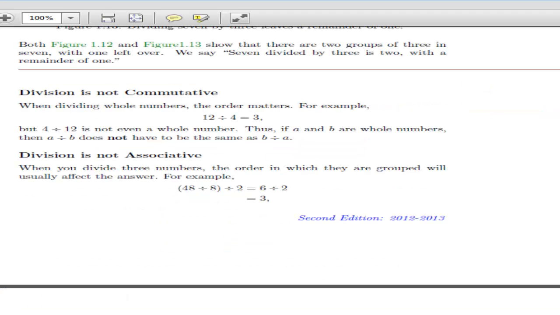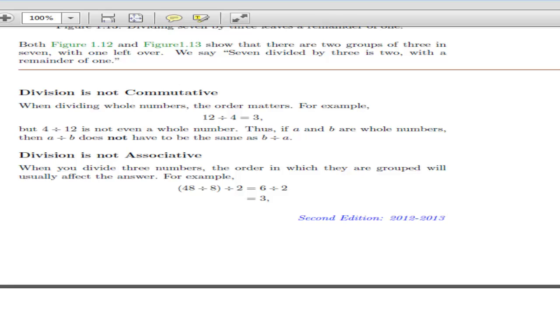Division is not commutative. When dividing whole numbers, the order matters. For example, 12 divided by 4 equals 3, but 4 divided by 12 is not even a whole number. Thus, if a and b are whole numbers, then a divided by b does not have to be the same as b divided by a.